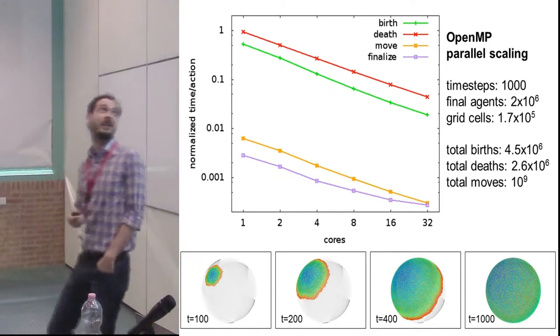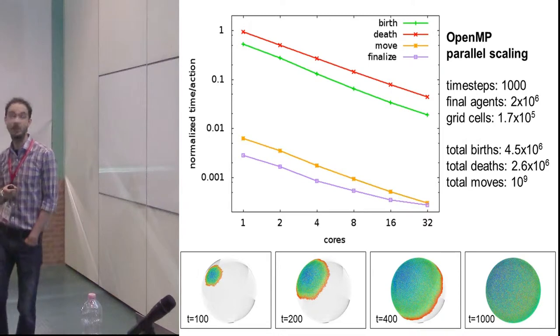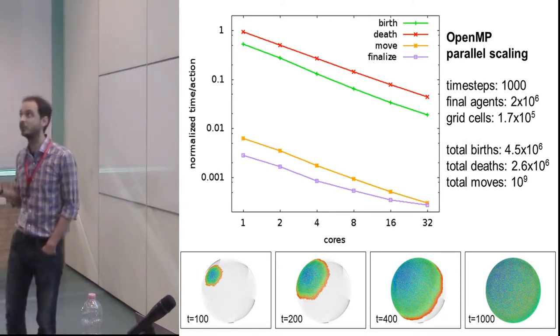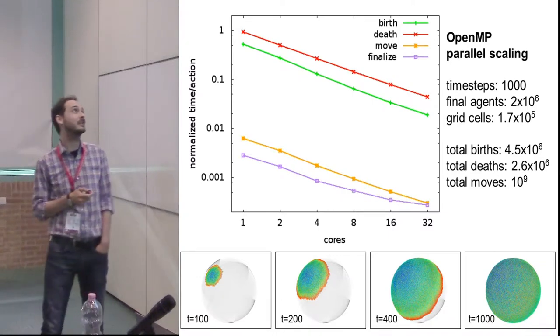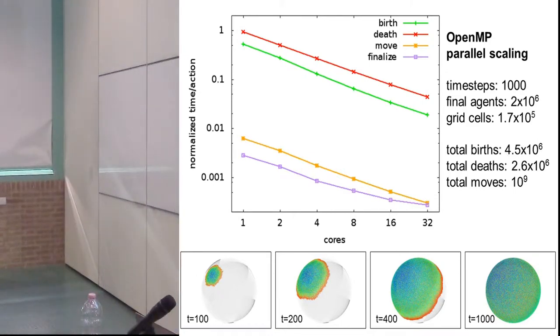And if you're interested in the parallel scaling of our code, this is the time it takes to perform a single action, normalized to the death action, as a function of the number of cores on which you run the simulation. And we are very happy because if you run the simulation on 32 cores, the code runs 32 times faster, essentially, than it runs on one single core. So it's a very good scaling. Now, all this was quite abstract. So this was, say, 2 million agents on the sphere or something.